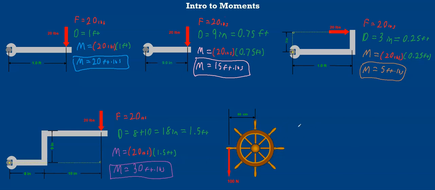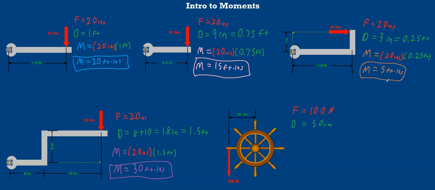And for this last example, you'll notice that we're actually using the metric system. Okay, so we have some force applied to the side of some steering wheel. Looks like an old pirate ship boat wheel, but there's 100 newtons going down right here at this point in our wheel. Okay, and it looks like the radius of this wheel is 50 centimeters. So we say our force is 100 newtons, and we'll say our distance is 50 centimeters.